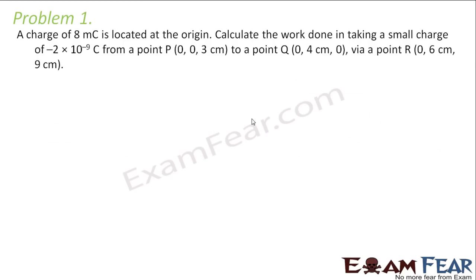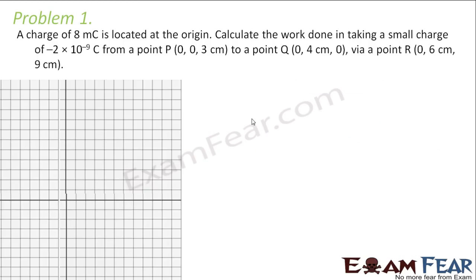A charge of 8 millicoulomb is located at the origin. So let us plot the charges as the question says. We have a charge of 8 millicoulomb at the origin. So this is our origin, and here we have 8 millicoulomb. Now calculate the work done in taking a small charge of minus 2 into 10 to the power minus 9 coulomb from a point P which is (0, 0, 3).